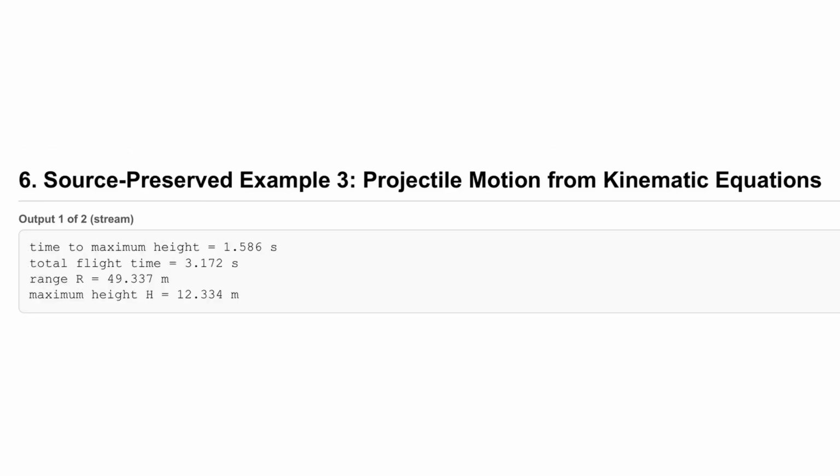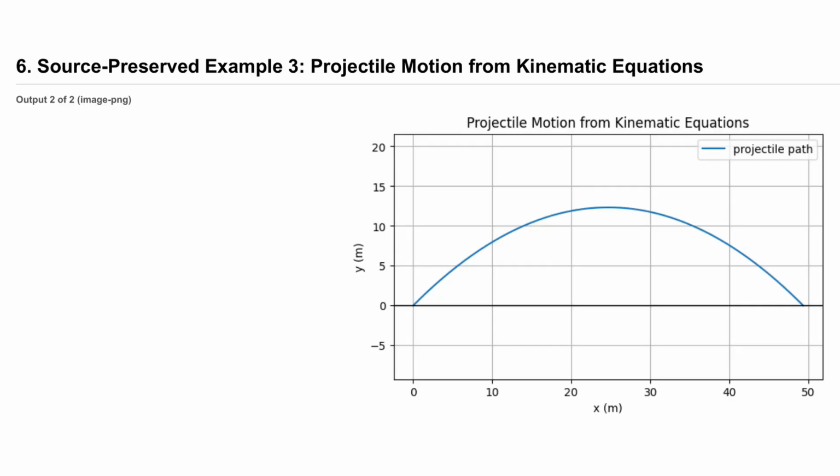The output lists the key flight metrics, including a 3.17-second total flight time and a maximum height of just over 12 meters. These values provide a sanity check for our physical model. The plot displays the classic parabolic trajectory of a projectile. The path starts at the origin and lands perfectly at the calculated range on the horizontal axis.